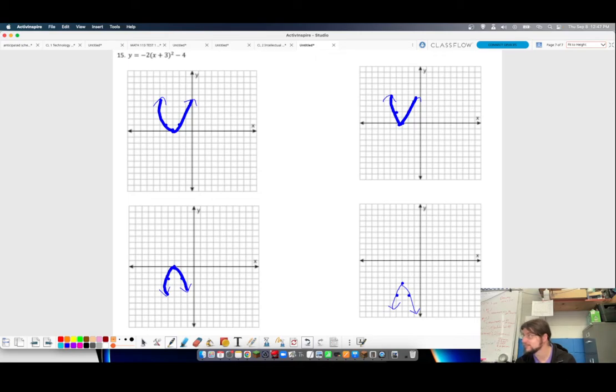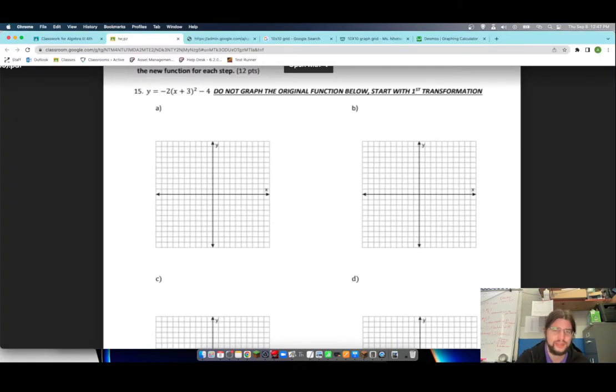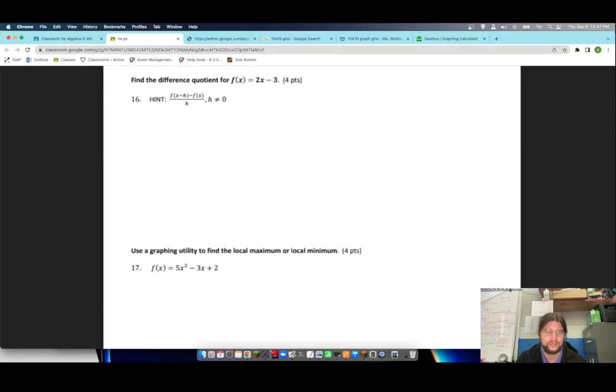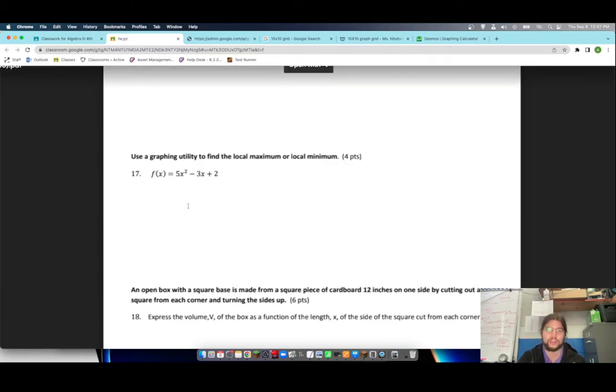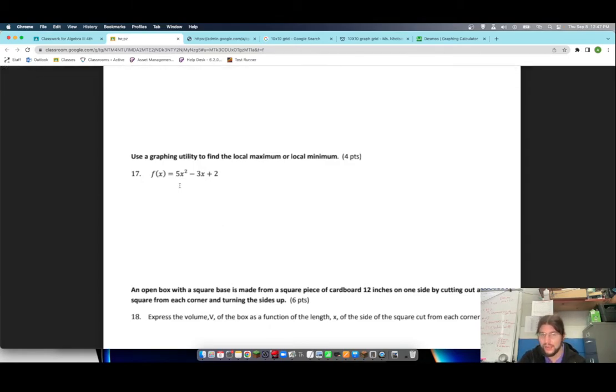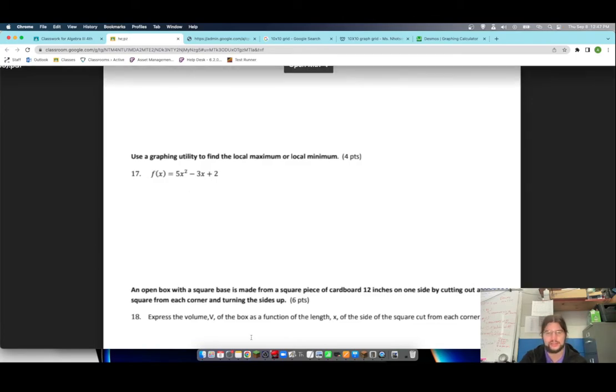I think I have 17. Okay, number 17. Use a graphing utility. So take this, plug it in your graphing calculator. Oh, it's a quadratic, right? Mm-hmm. If it's a quadratic, you don't even need a graphing utility. 5, -3, 2.